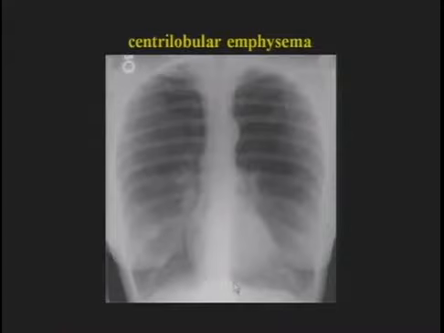This is the appearance of centrolobular emphysema on a plain film. We see upper lobes, again this is an upper lobe predominant abnormality, that are much too hyperlucent, may be increased in volume as we see here, and have vessels that are very small or spindly.